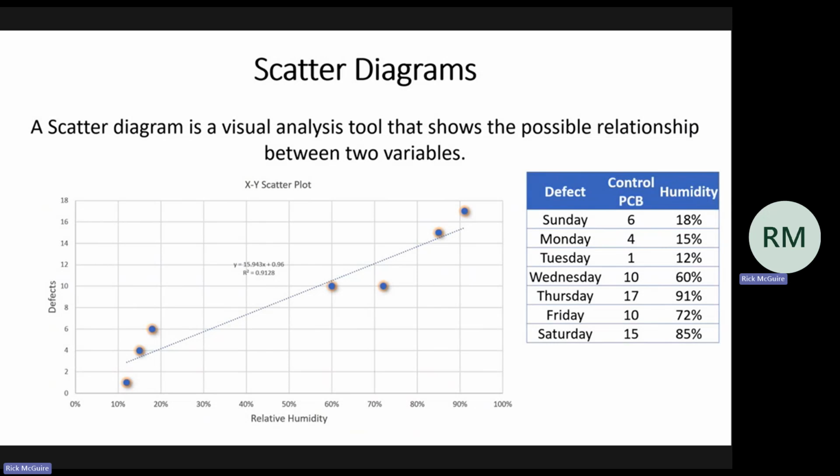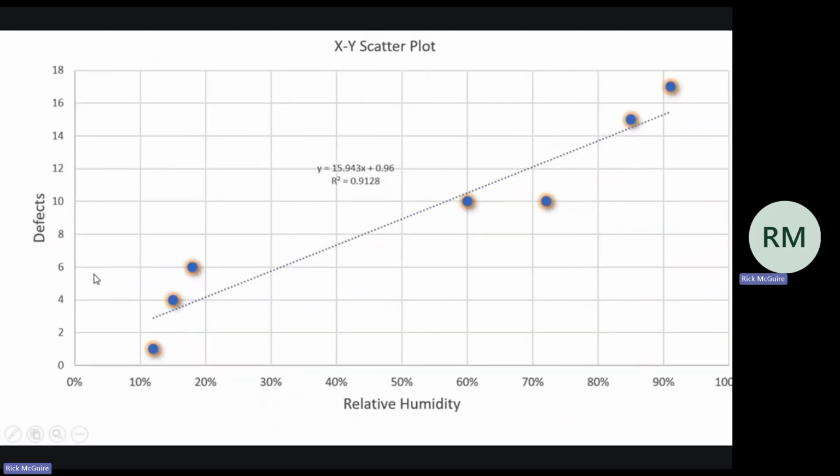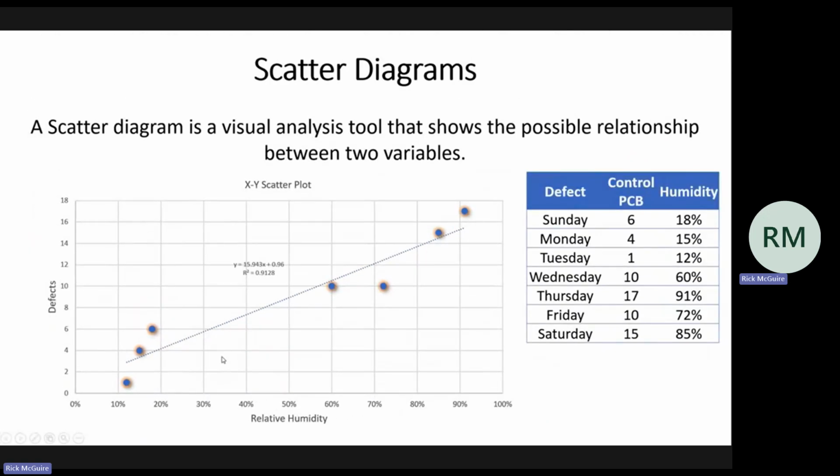So let's assume that we've done a DOE here and we've proven that humidity has an effect on our PCB defects. We could come back to the scatter diagram. We could say, okay, our target for PCB defects is 5 or less. And so we come down here to humidity and say, okay, we want to control humidity to around 20% to keep our defects low. Does that make sense? And this is a great way. A scatter diagram is a great way to understand the relationship between 2 possible variables.